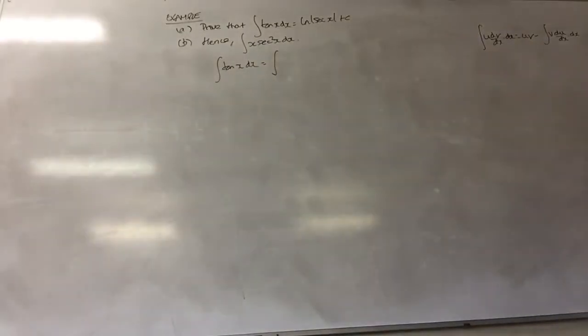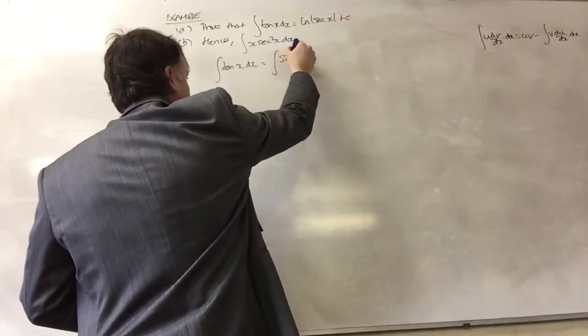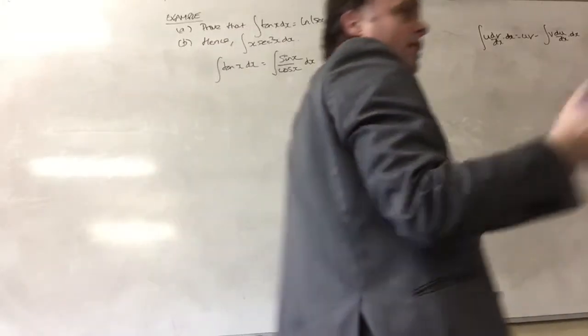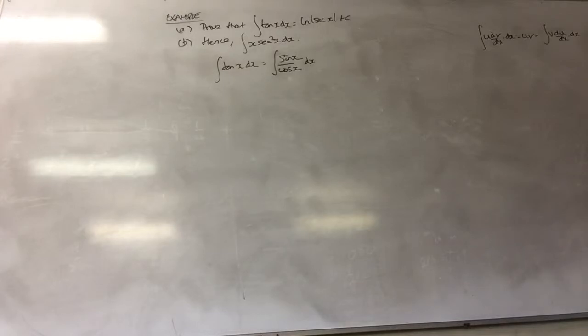Any suggestions what we could change tan x into which might give us a chance of integrating it? If you differentiate tan x, yeah, you're close. It's actually, we're going to use sine over cos. So I've just rewritten it. I haven't integrated or differentiated it, done anything to it.